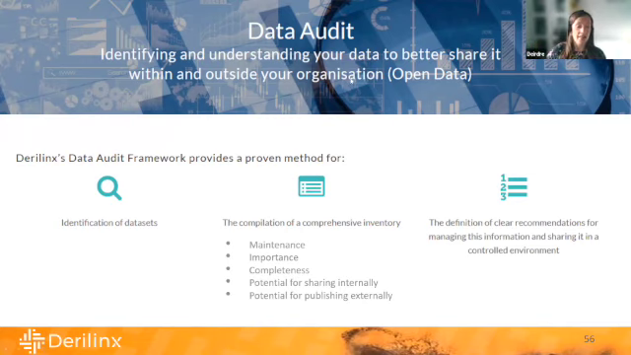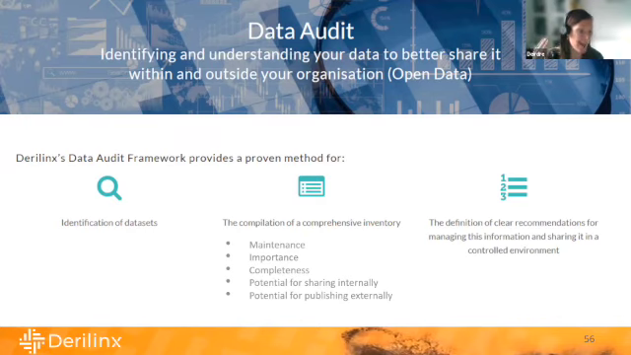So the maintenance of that data, is it kept up to date? How is it managed? Who processes it? Its importance to the organization, is it something that is really critical for the business to run smoothly? Do we use it hourly, daily, monthly, annually? How complete is it? The quality of the information? Its potential for sharing internally. So if we share this with another unit, could that be of use to them?